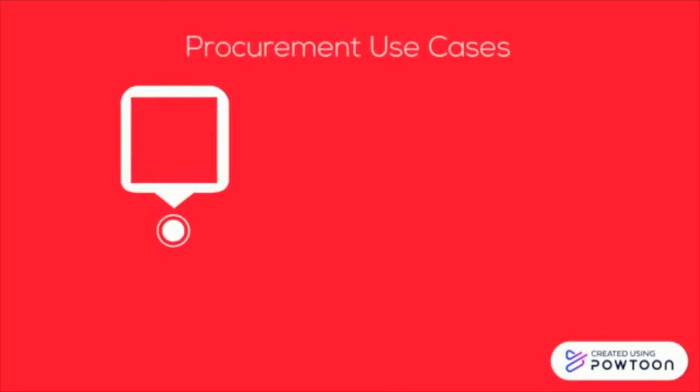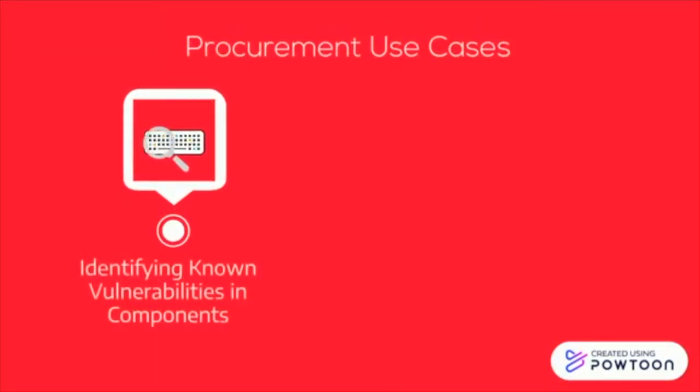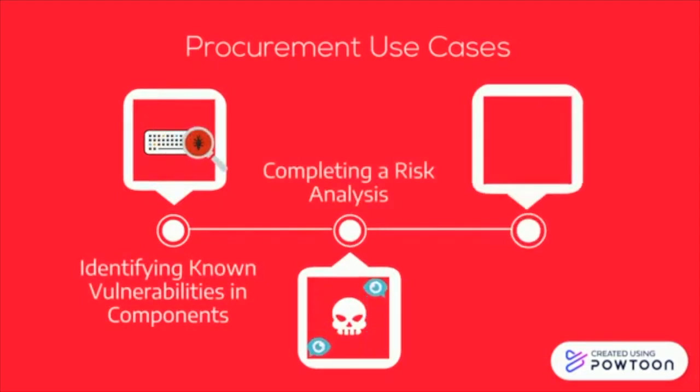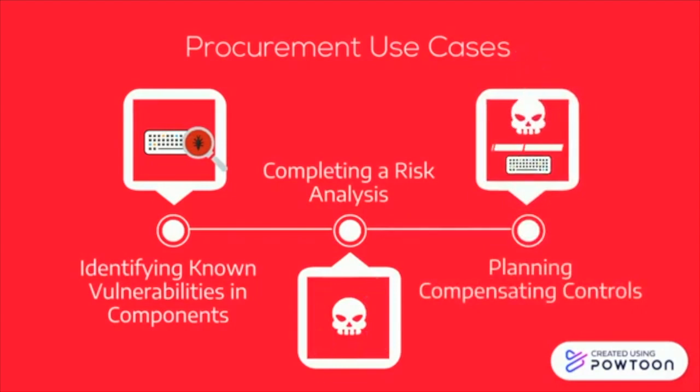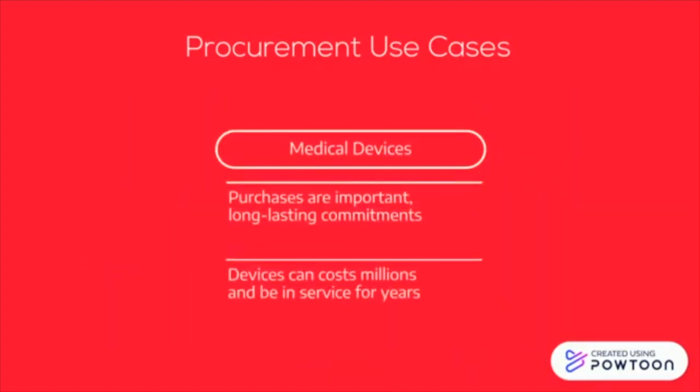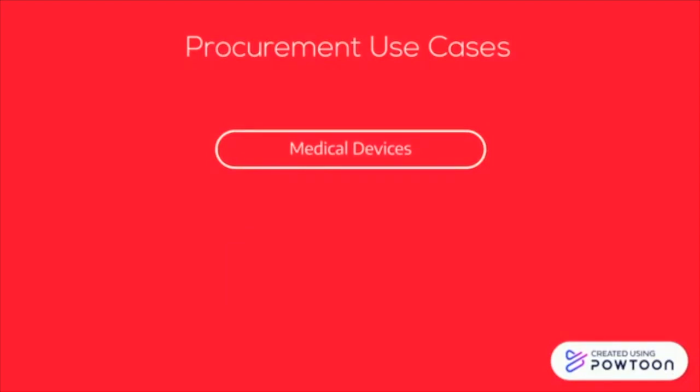Procurement use cases include identifying known vulnerabilities in components, completing a risk analysis, and planning compensating controls before a device is purchased. The decision of which device to purchase is an important, long-lasting commitment. Hospitals need to know what they are committing to concerning the security and quality of a device, which can cost millions and be in service for years.